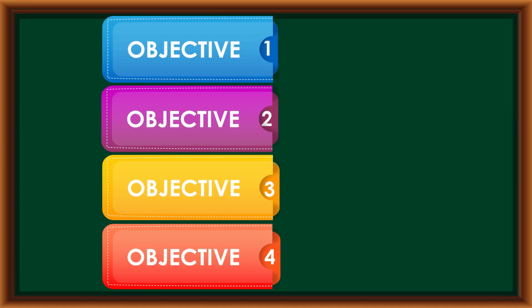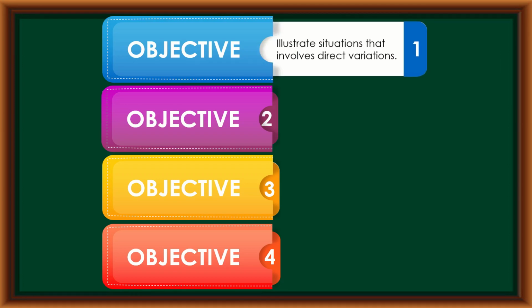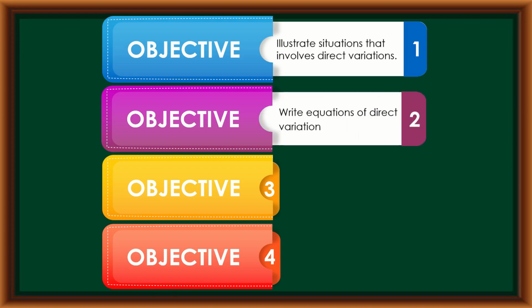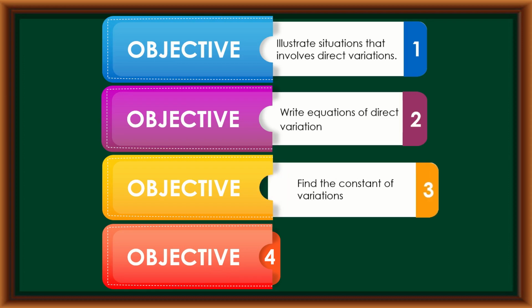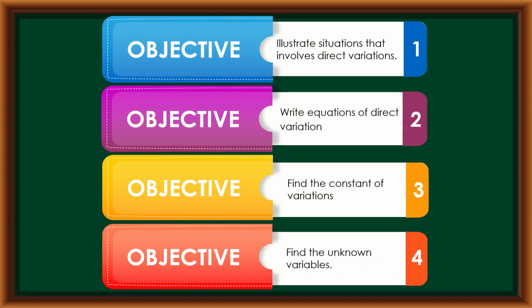Our objectives for these lessons are: first, illustrate situations that involve direct variations. Second, write equations of direct variation. Third, find the constant of variation. And fourth, find the unknown variables. Let me cite first some examples or situations that deal with direct variation.